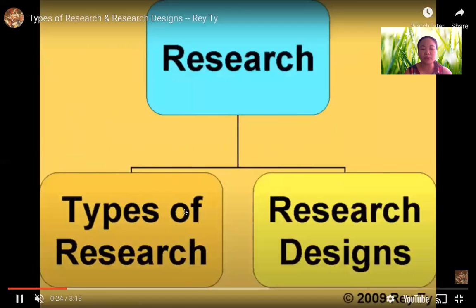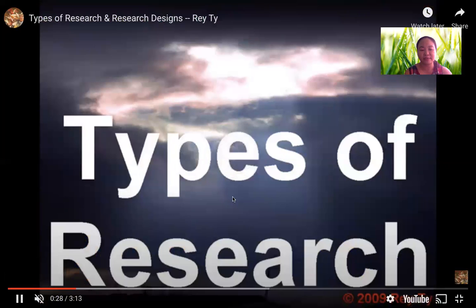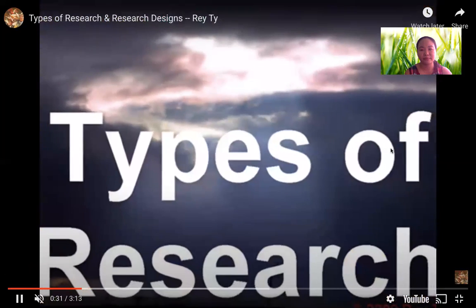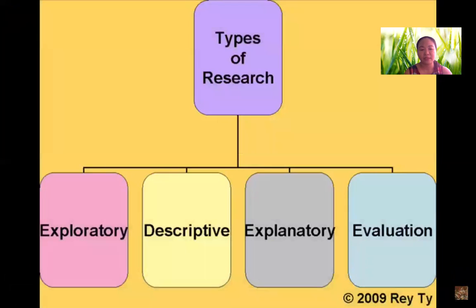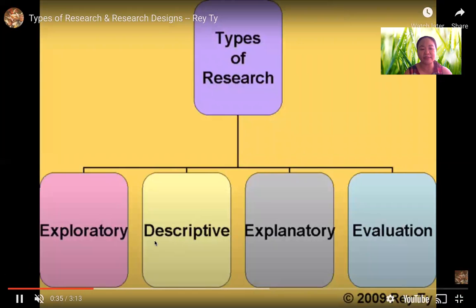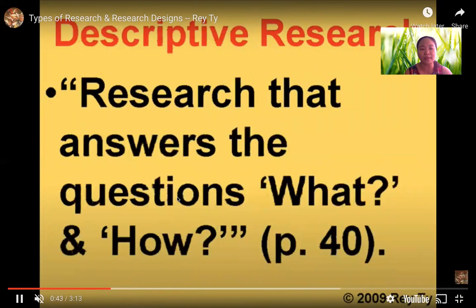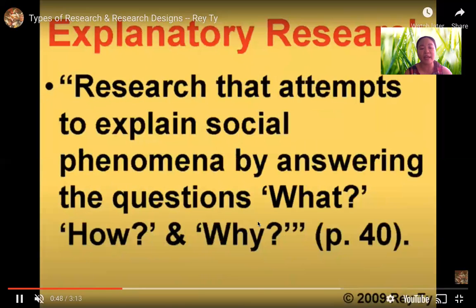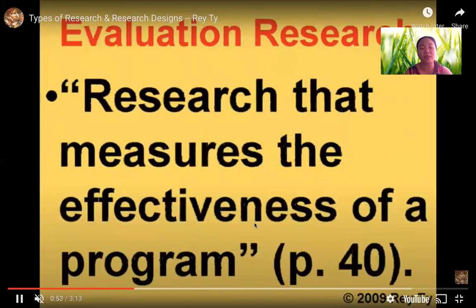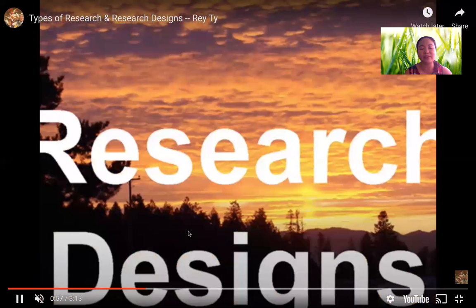So we're going to talk about here the types of research and the research design. So again, as I have mentioned, the types will be exploratory. In exploratory research, it attempts to answer the question what, and descriptive research is answering the question what and how. And in the explanatory, it will answer the what, how, and why. So in evaluation, it measures the effectiveness of a program.